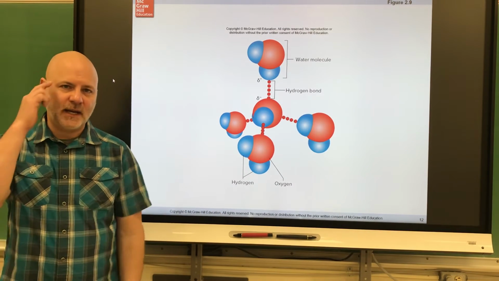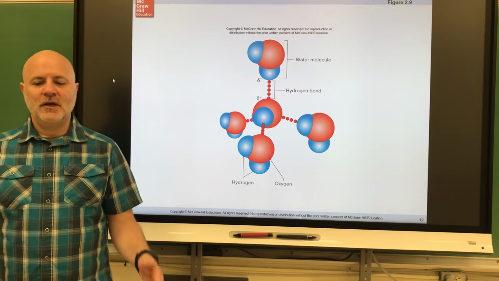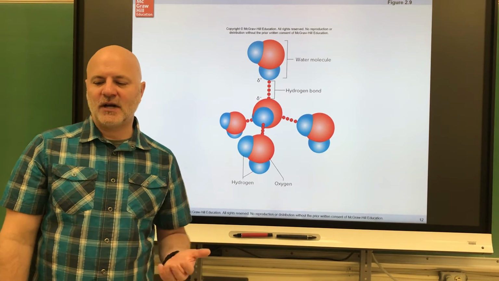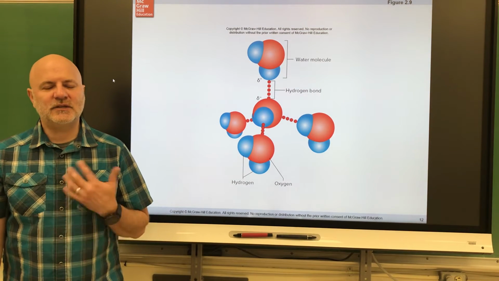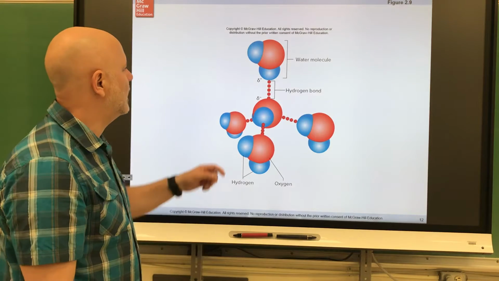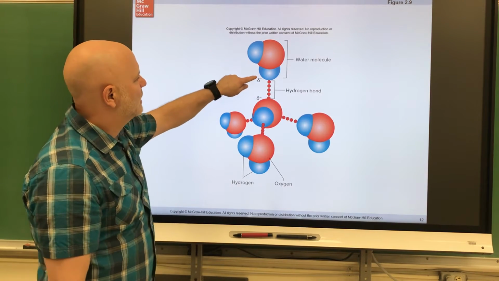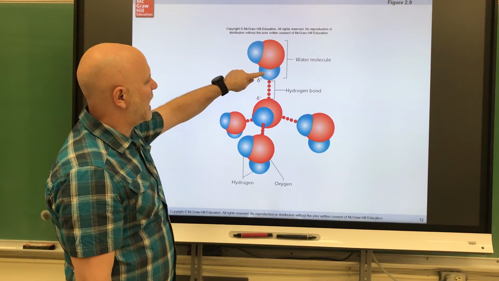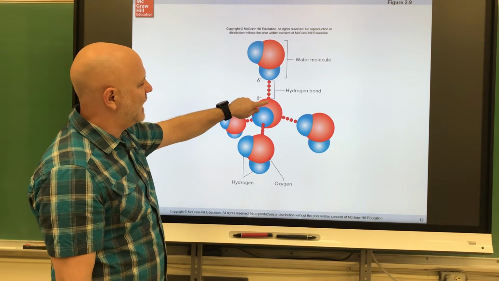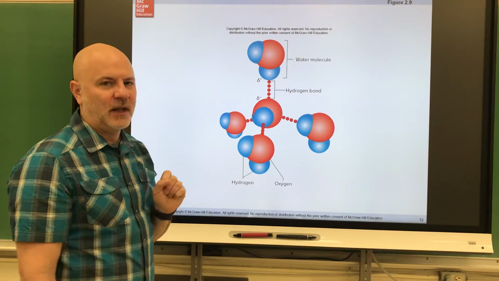And this is between molecules. All right, so here you have a slightly positive hydrogen atom on one molecule attracted to a slightly negative atom on another molecule. All right, and this is what we see once again with water. So here's that slightly positive hydrogen atom on one molecule being attracted to a slightly negative atom on another molecule.